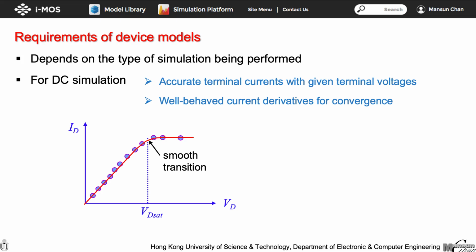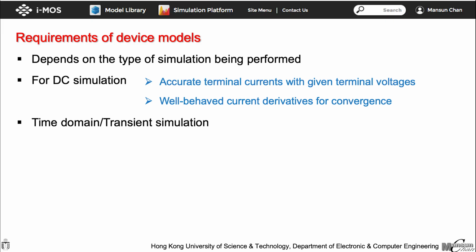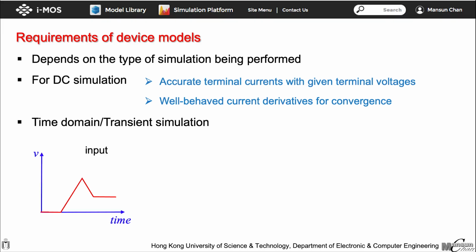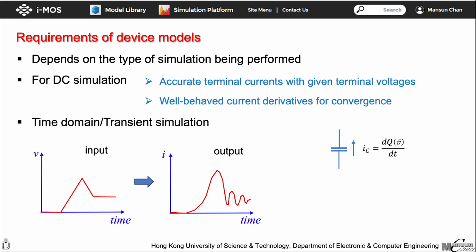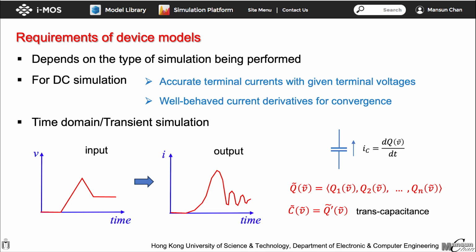Another type of simulation performed by a circuit simulator is transient or time domain simulation. In this situation, the input signal varies with time, and the output signal is calculated based on this time variation. Unlike DC simulation, capacitive currents caused by the movement of charges must be included. To calculate the charging current, a different set of equations governing the change of terminal charges as a function of terminal voltages must be derived, along with their derivatives, known as transcapacitances.